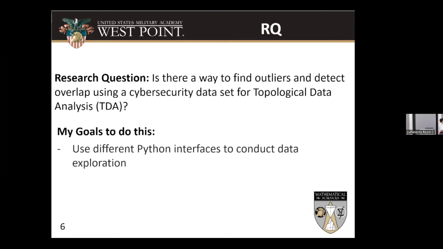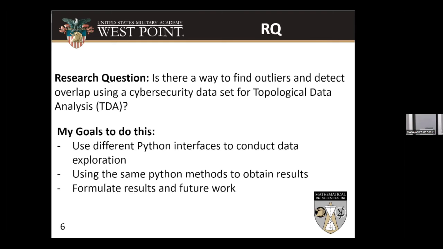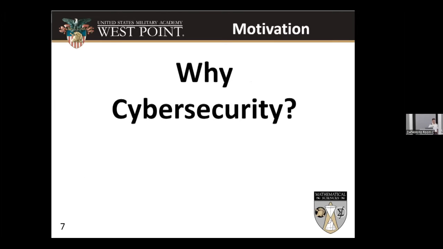With that said, is there a way to find outliers or detect that overlap in a cybersecurity data set using TDA, topological data analysis? My goal is to use Python interfaces and those methods to explore the data set, look at results, formulate what's going on, and talk about future work that could come from here.